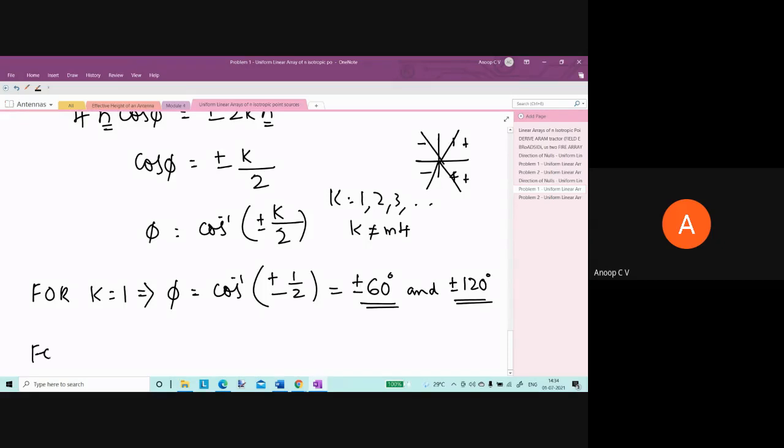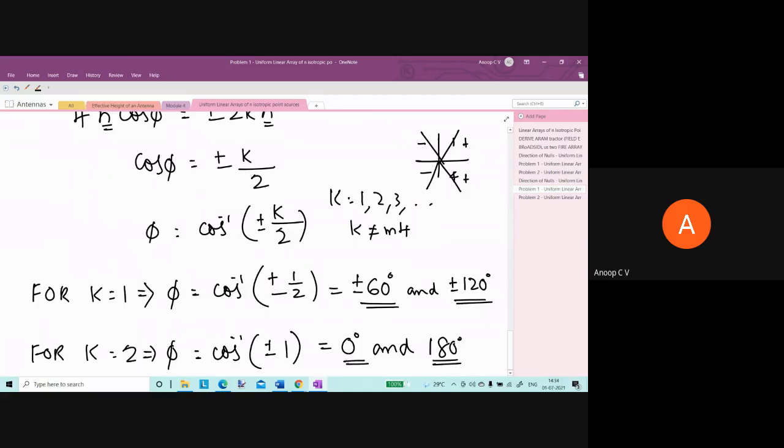And for k equal to 2, phi is equal to cos inverse of 2 by 2 plus or minus 1. Cos inverse of plus or minus 1, that is actually what? 0 degree and 180 degree, right? So that is 0 degree and 180 degree. Now we have all the required things.